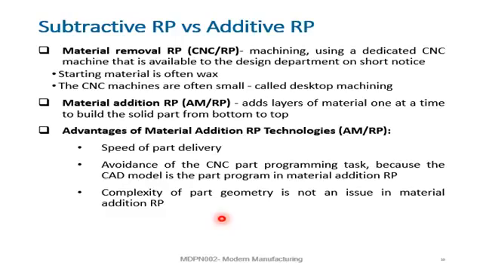Then it goes automatically to the creation of the part. The complexity of the part geometry is not an issue in additive manufacturing, but in subtractive manufacturing, it is a very important issue. Sometimes the part could be so complicated that the programming for it is very difficult or sometimes impossible. So in that case, we can overcome this geometry problem in additive manufacturing. A very big advantage, in fact.